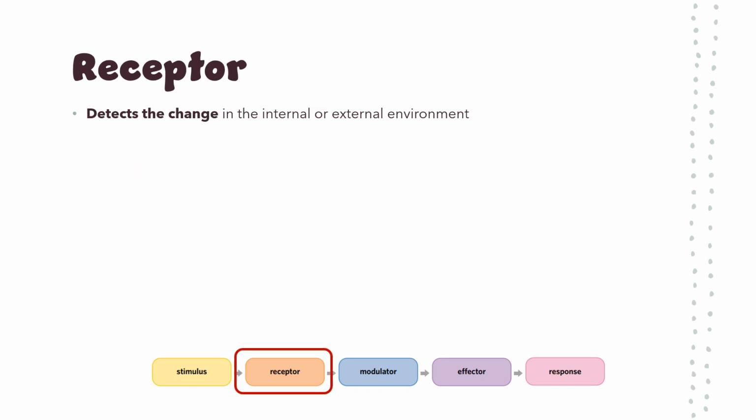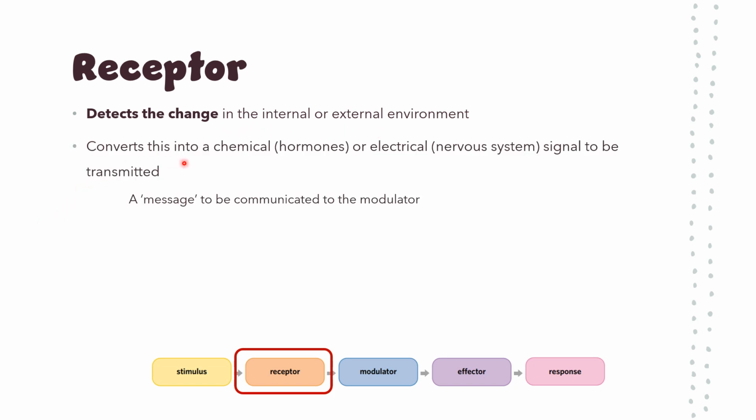Your receptors detect the change in the internal or external environment, and they're able to convert it into a chemical or electrical signal to be transmitted. Your chemical signals are your hormones and your electrical signals are your nervous system. If you think back to when we looked at the endocrine system, we looked at a lot of different hormones and how they are long distance communication for your body. This message is then communicated to the modulator, which is the next step in the stimulus response model.